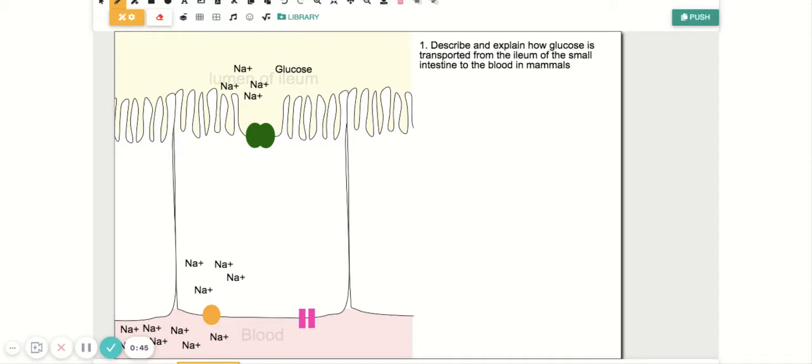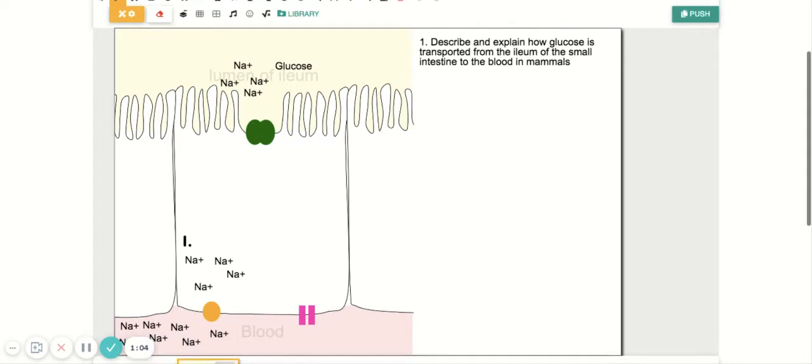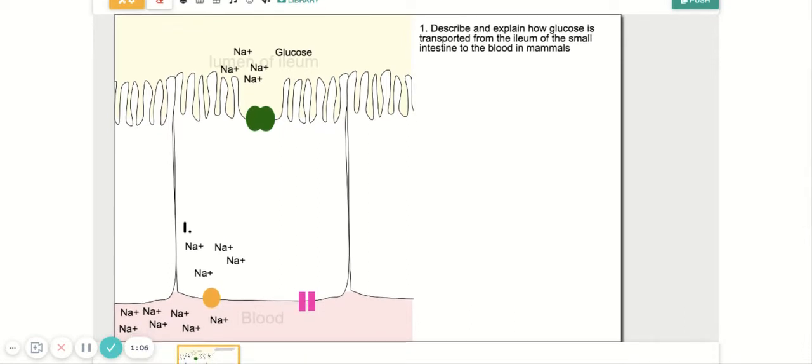Okay, so we want to start in this bottom left corner. In the epithelial cell of the small intestine, let's put a 1 here. This is where we're starting, step 1. You'll notice that we've got sodium on the inside of the cell, in the cytoplasm, and then there's going to be sodium in the blood. What you hopefully will notice, and what I've depicted rather crudely here, is that there is a higher sodium concentration in the blood than in the cell.